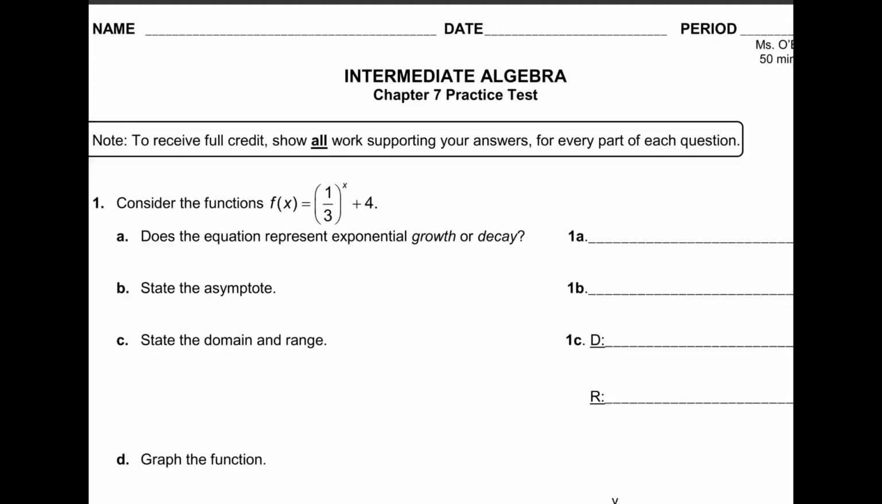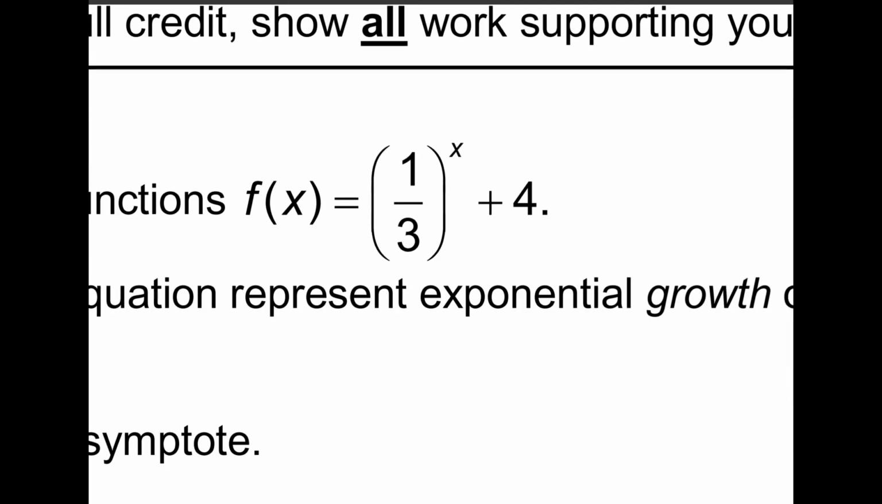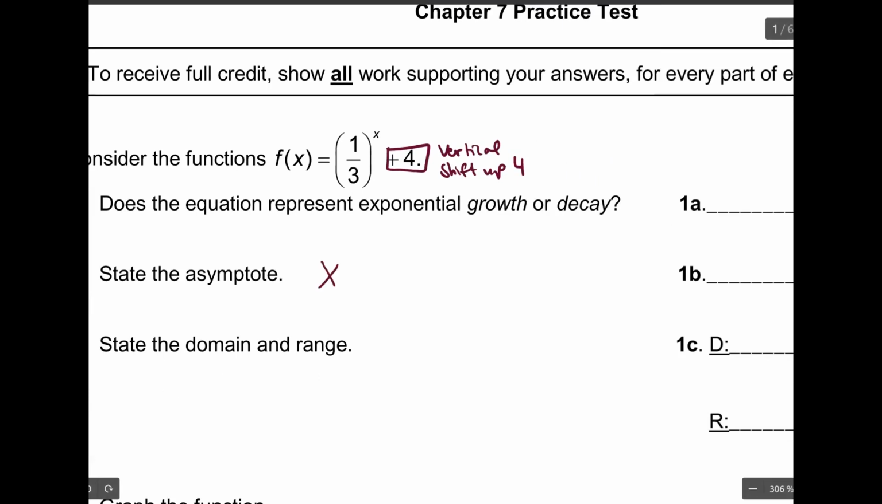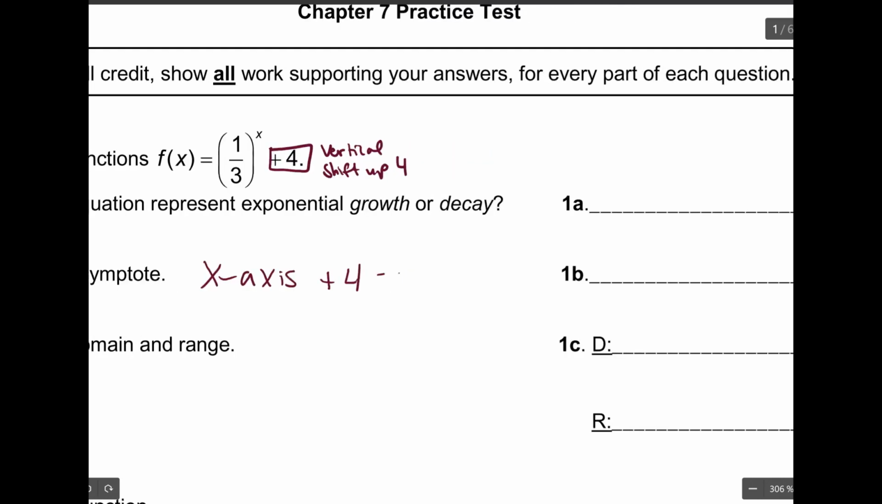So consider the function. Right away, do we see what's going to be happening to it? What does this plus 4 do? So this is going to shift it up. It's going to be a vertical shift up by 4. And Talia's right, this is where the asymptote normally is, at y equals 0. The asymptote normally is at the x-axis, but since I'm shifting everything up 4, I have to add 4. So what is y equals 0 plus 4? What is that line going to be? Yeah, y equals 4.